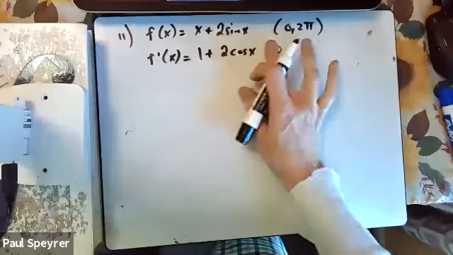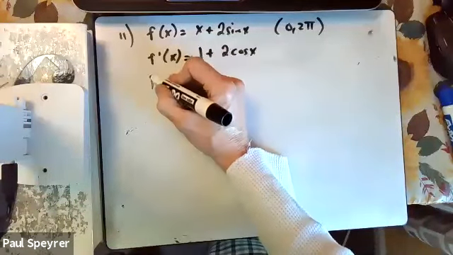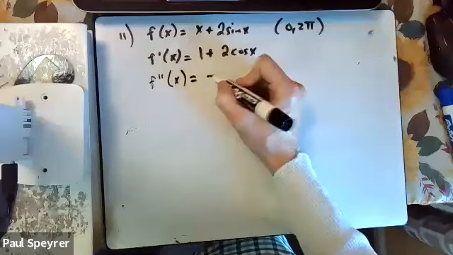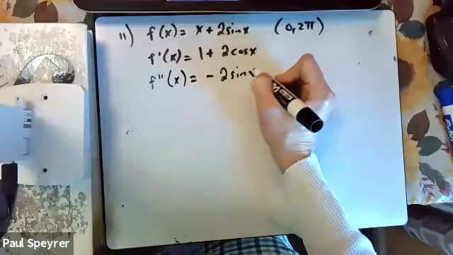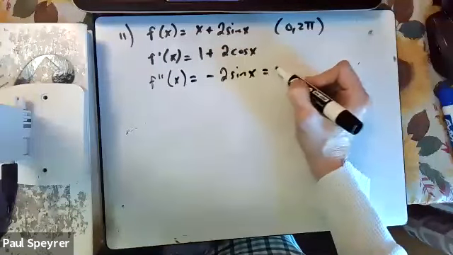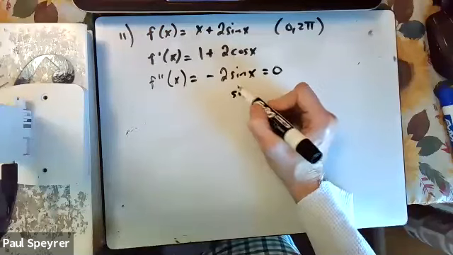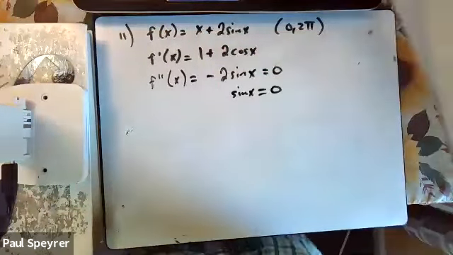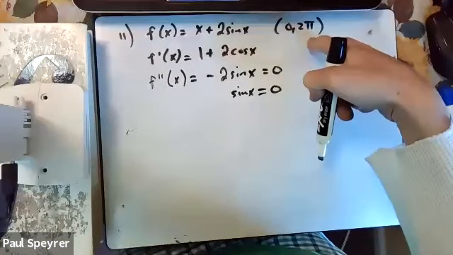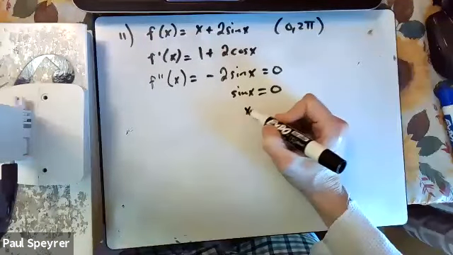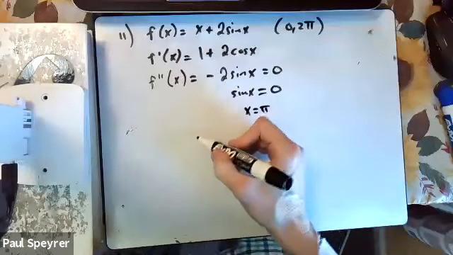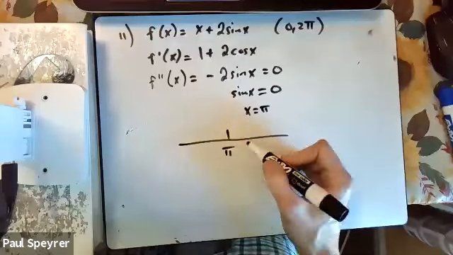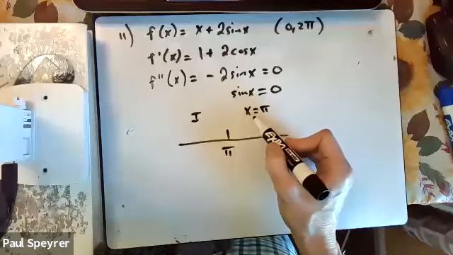So let's go and take the second derivative. What is the second derivative of this going to be? It's going to be negative 2 sine of x. Okay, so we take that and set it to 0. We get sine of x equals 0. Where's that happening between 0 and 2 pi? It's only happening at x equals pi. So this one's a little shorter, right? So only 2 regions to play with.